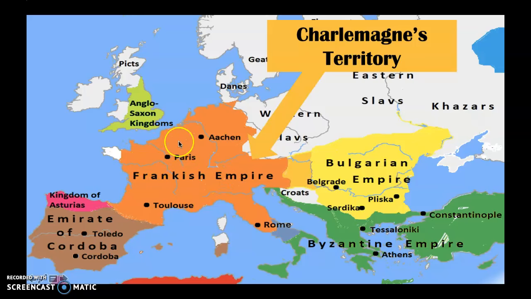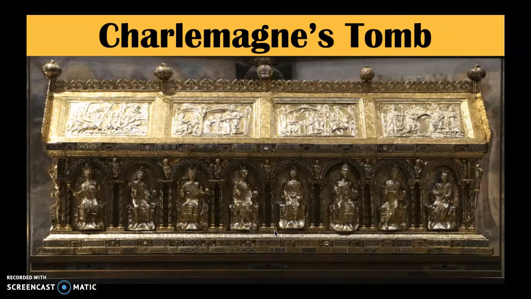He retook control of France. He retook control of pieces of Germany. He retook control of parts of Italy, very importantly, containing the city of Rome. Now, Charlemagne was doing great. It looked as if he had come to Europe's rescue, and then he dies.